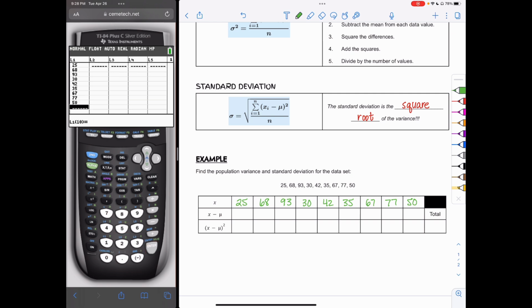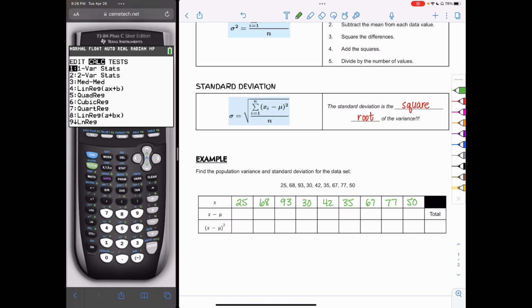Once I do that, I'm going to go to stat and go over to calc, one variable statistics. My list is coming out of L1. There is no frequency list. And I see that my mean is the x bar. So my mean is 54.1.